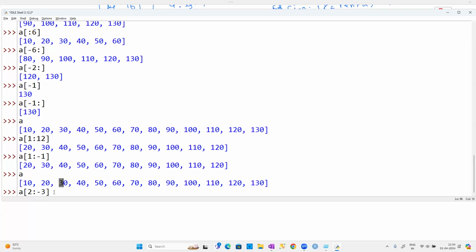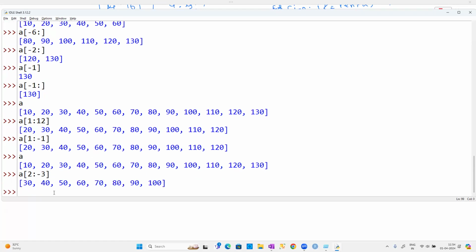Where is minus 2, minus 3? All these are not required. 2 starting is this one. Minus 3, 1, minus 1, minus 2, minus 3. Not included. So it is going to be up to 100. So this is the value we can get. 30 to 100 is the value. Now understood? What is the meaning of that?